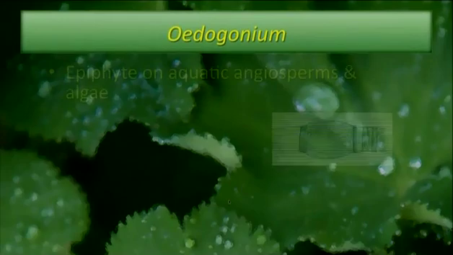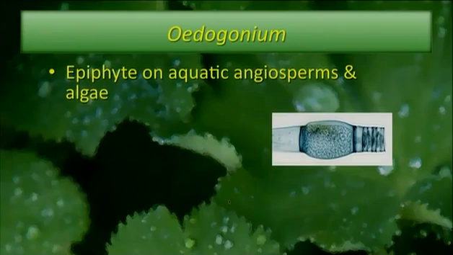Now we'll go through the life cycle of another green alga called Oedogonium. Oedogonium is an epiphyte. Remember what an epiphyte is? It's a plant or an alga that grows on another plant or alga that doesn't derive any nutrient from it. It's an epiphyte on aquatic angiosperms. Angiosperms are flowering plants and algae. This looks like an oogonium, the structure that bears the eggs.